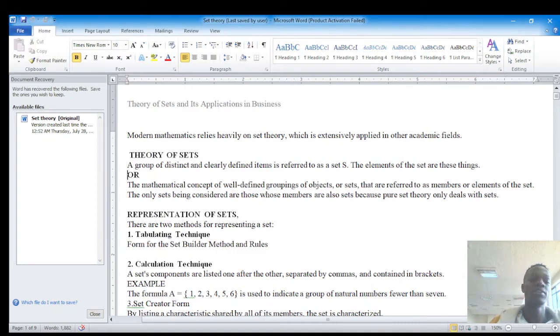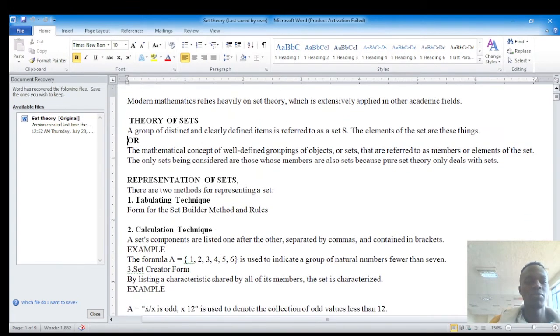We have two representations of sets: the interpolation technique and the calculation technique. The interpolation technique is the set builder method, using rules. The calculation technique lists the set components one after the other, separated by commas and contained in brackets. For it to be a set, it must be in brackets.